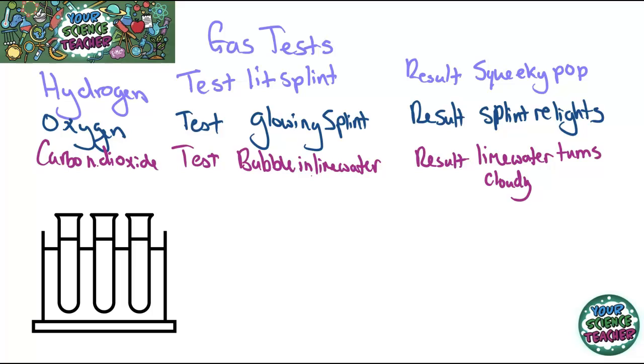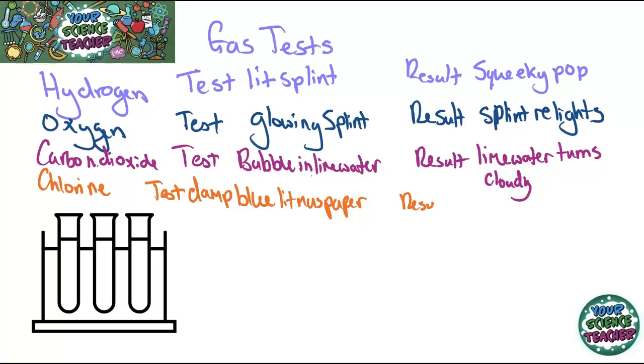And then the final gas test that you need to know about is chlorine. And this one's mean because you have to use the correct words at each stage. So for the test for chlorine, you have to say damp blue litmus paper. And for the result, you need to say that it bleaches white.